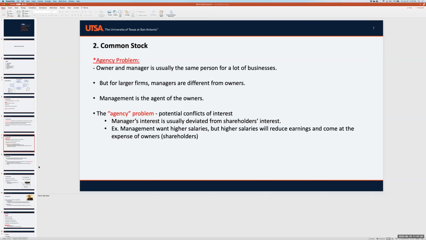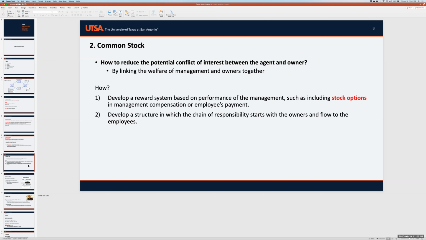So how can we solve the agency problem? We have to reduce the potential conflict of interest between the agent, the management, and the owner of the company, by linking the welfare of the management and the owners together. How can we do that? We can give management stock options and develop a reward system based on the performance of the management, including stock options in management compensation or employee payment. The second way is to develop a structure in which the chain of responsibility starts with the owners and flows to the employees.